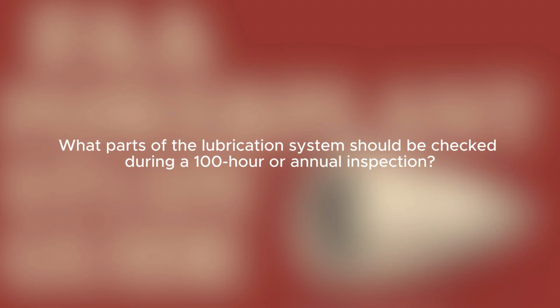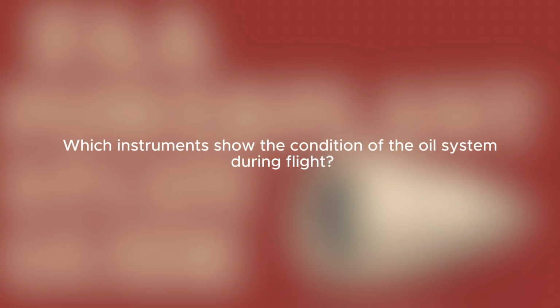What parts of the lubrication system should be checked during a 100-hour or annual inspection? Inspectors check the oil sump or tank, filter, strainer screen, oil cooler, temperature control valve, oil pressure and temperature instruments, and all areas for leaks. Which instruments show the condition of the oil system during flight? The oil pressure and oil temperature gauges.